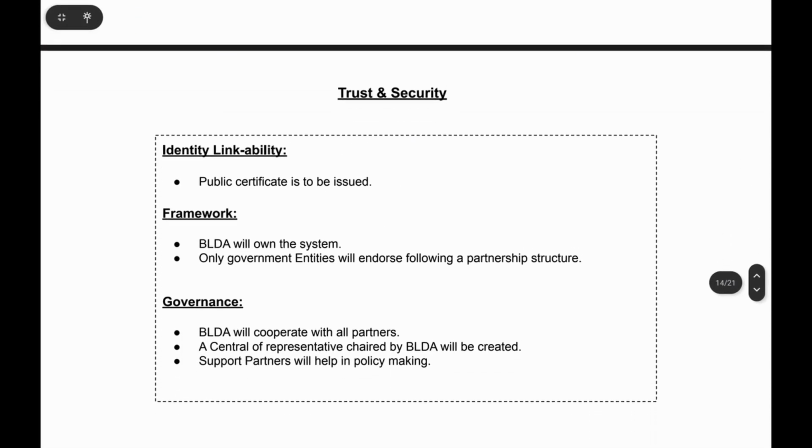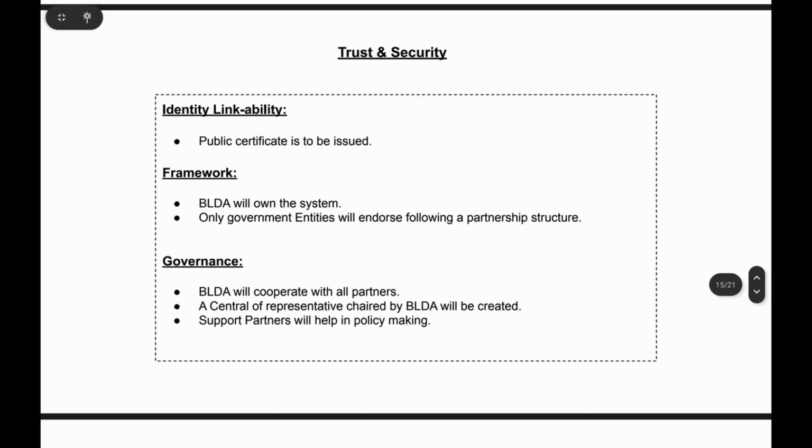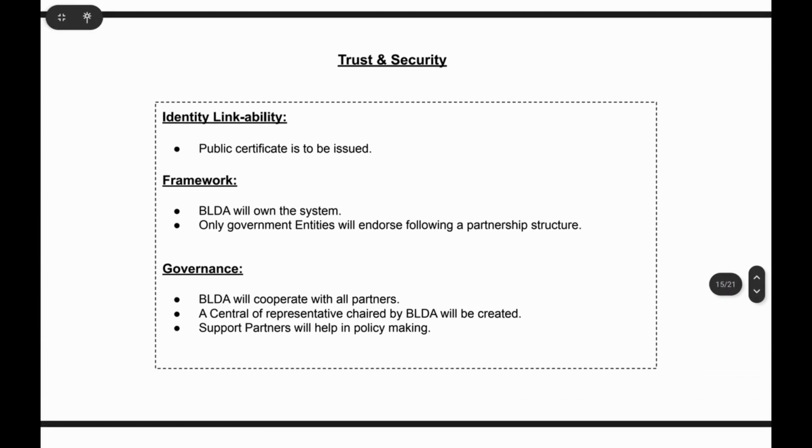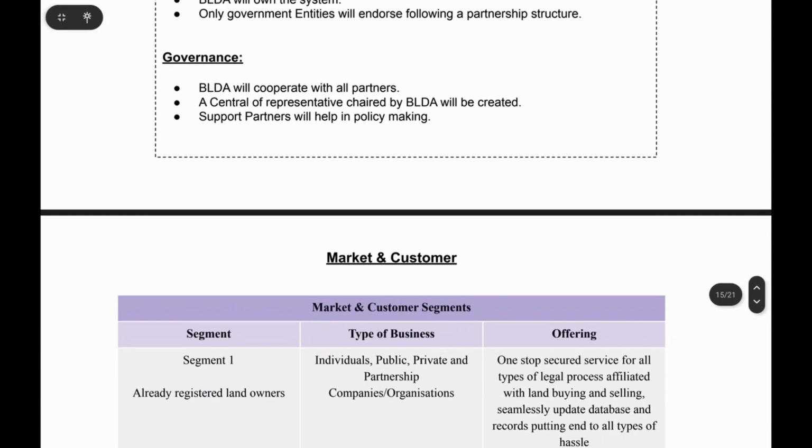About trust and security, for identity linkability, a public certificate will be issued. Then about the framework, BLDA will own the system. BLDA is a land-related organization of Bangladesh, and only government entities will endorse it, following a partnership structure. About the governance, BLDA will cooperate with all partners. A central representative body chaired by BLDA will be created. Support partners will help in policy making.